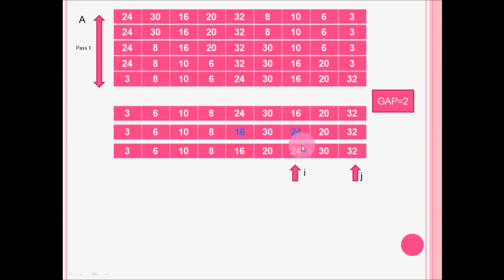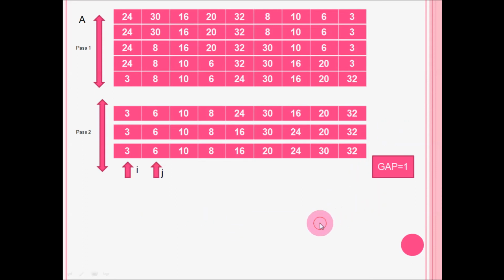See, is swapping required here? No, because 24 is less than 32. So j has reached the n minus 1 index. So the pass is finished. As j has reached the n minus 1 index, the pass is finished. So this is pass 2. Let's start with pass 3. Now calculate the gap. 2 divided by 2 again, it is 1.